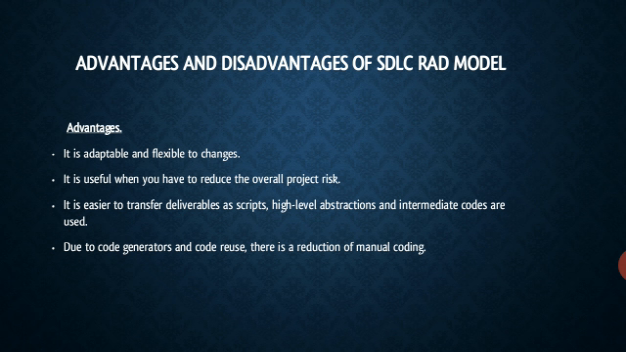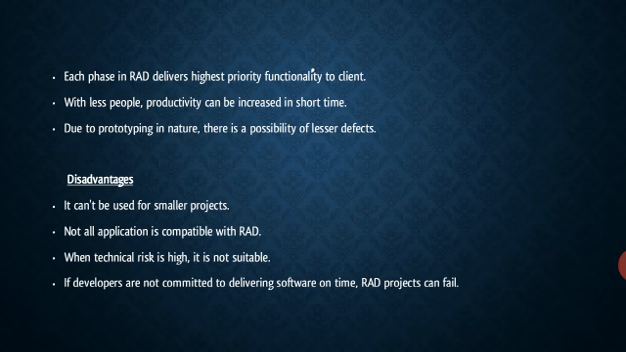Next one is, it is useful when you have to reduce the overall project risk. It is easier to transfer deliverables as scripts, high-level abstractions, and intermediate codes are also used. And due to code generators and code reuse, it helps in the reduction of manual coding. Each phase in RAD delivers highest priority functionality to the client. With fewer people, productivity can be increased within a short span of time. And there will be fewer possibilities for defects due to the prototyping nature of the RAD model.